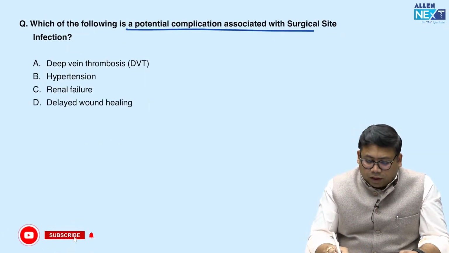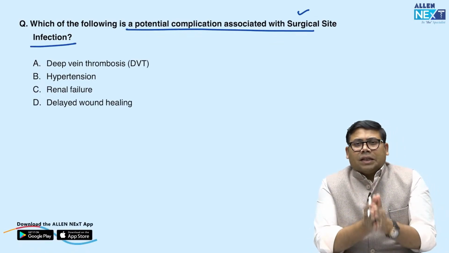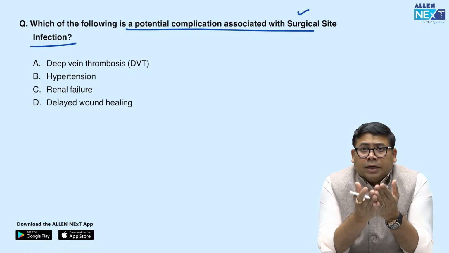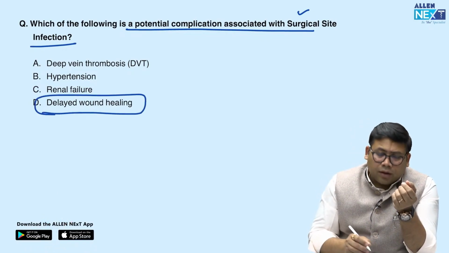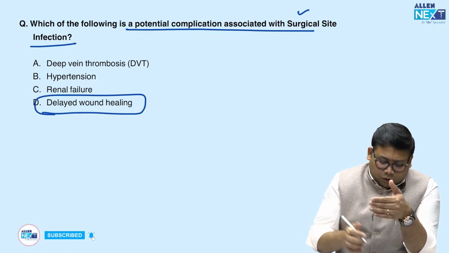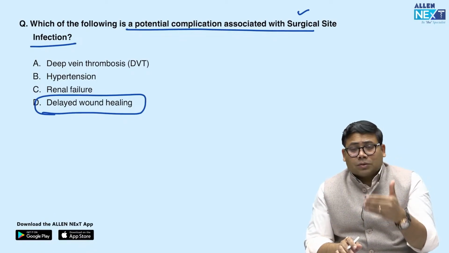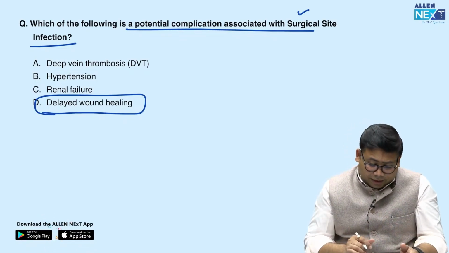Which of the following is a potential complication of surgical site infection? So whenever there is a wound, the first thing that will happen, that is delayed wound healing. So this is what is very important. Unless the SSI goes systemic grossly and patient enters into shock, you'll not have all these things like renal failure. So option D is the most potential answer in this case.